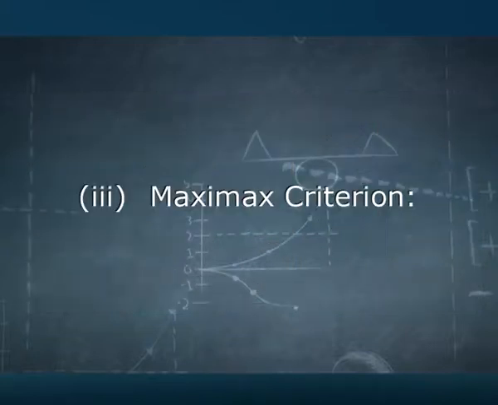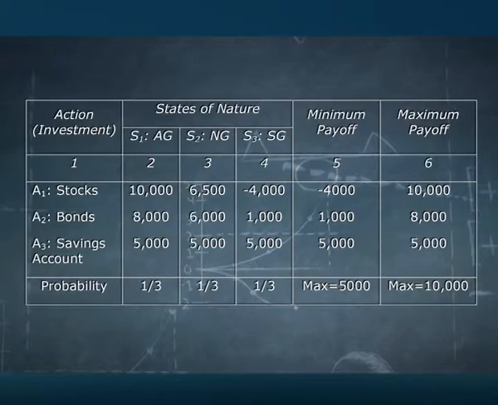Let's see the next one, third one, that is Maximax criteria. We first determine the maximum payoff associated with each action and then choose the action that corresponds to the maximum of these maximum payoffs. The maximum payoffs associated with the different actions are shown in table 1.3 column 6. The maximum of these payoffs is 10,000, which corresponds to Act A1. Thus, according to Maximax criteria, the best investment plan is to choose Act A1, that is stocks.